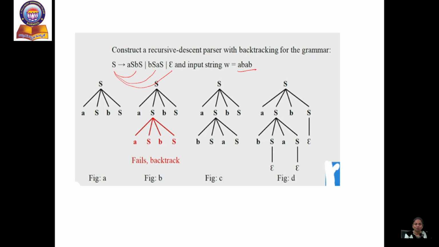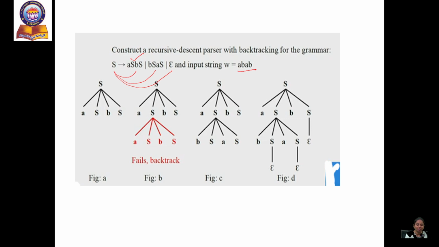As per the rule of constructing a parse tree, the construction should start with the root node. The root node is initially the starting non-terminal. Here we have only one production S, so we have taken S. Definitely, by default, it chooses the first production it derives. So it chooses the first production: S derives A S B S.